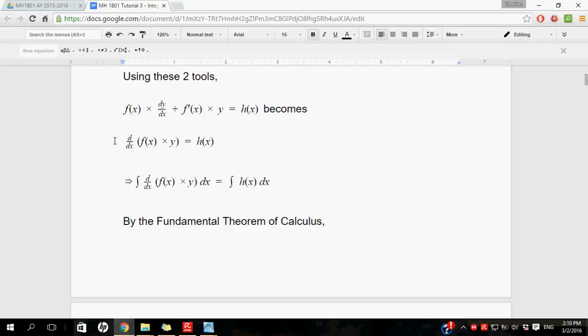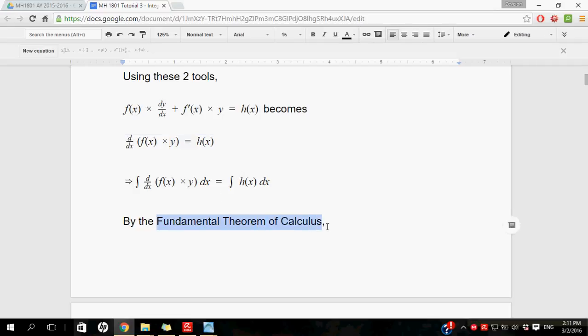In other words, we can convert the left-hand side into a single derivative, d dx of f of x times y. We are taking the derivative of f of x times y. The right-hand side is unaffected. How do we extract y from this expression? To do that, we make use of integration. We will simply integrate both sides of our differential equation.